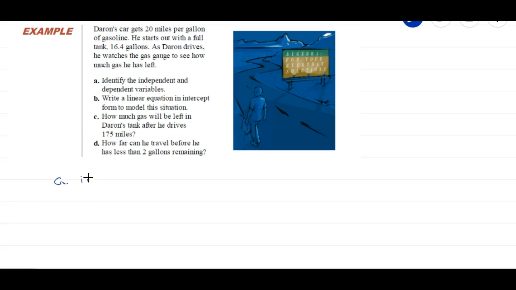Alright, so A, we're going to say independent variable. Okay, what's going to change no matter what? Well, we have miles and we have gallons, right? So independent is going to be miles.